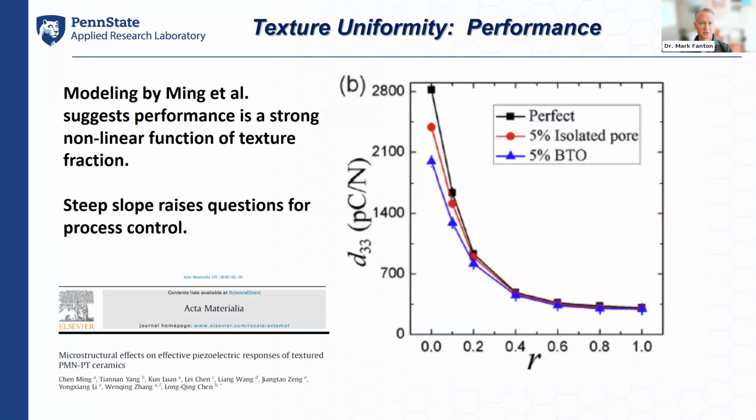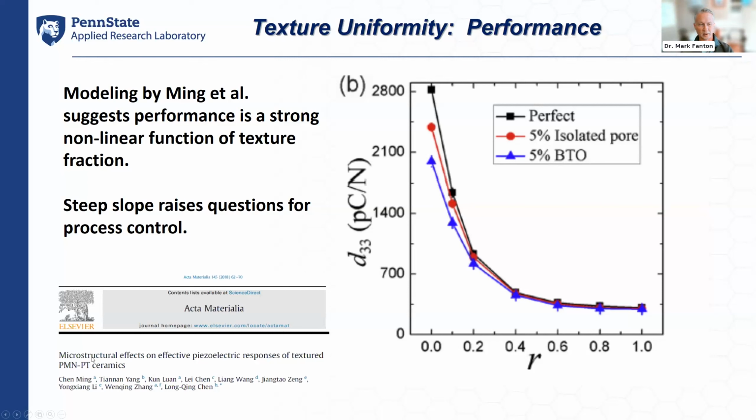Why we worry about this, there was some modeling work that was done at Penn State several years ago by Long-Qing Chen's group, primarily, looking at what happens to a simple performance metric like the d33 coefficient as you change from a random ceramic, denoted by the 1.0 value on the x-axis, to nearly single crystal or fully single crystal, denoted by an R equals 0. You can see that as the material textures, you drive that d coefficient upward pretty dramatically. And they modeled a couple of different types of materials here, one being perfect material, some with isolated pores, and some with barium titanate templates present.